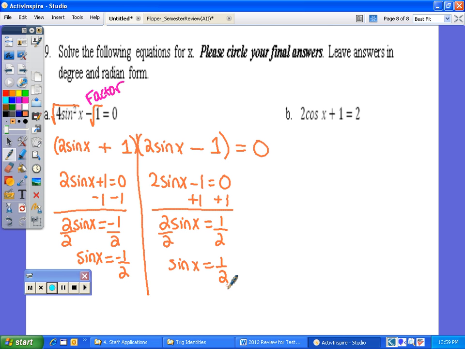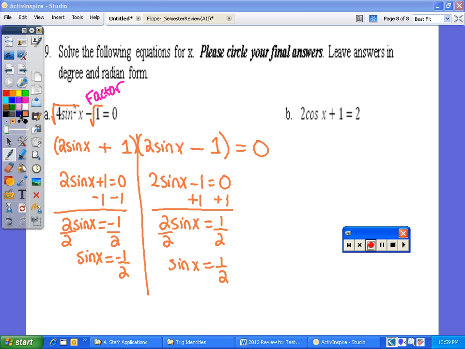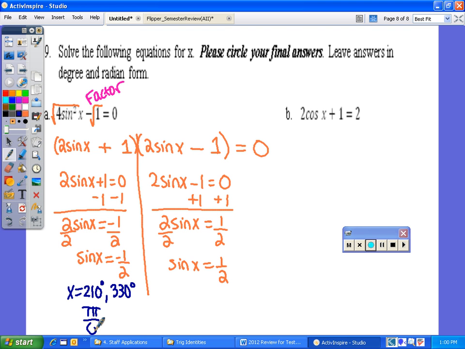So I have two different things that I need to look at. Sine x is equal to negative 1/2. Sine is negative in two places, in the third and fourth quadrant. Sine is equal to 1/2 at 30. So the angles that have a reference angle of 30 would be 210 and 330. Now you also need to know their radian measurement. The radian measurement for 210 will be 7 pi over 6, and the radian measurement for 330 is 11 pi over 6. So you need to know how to do both.